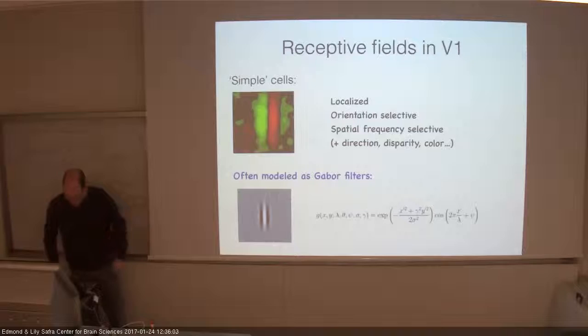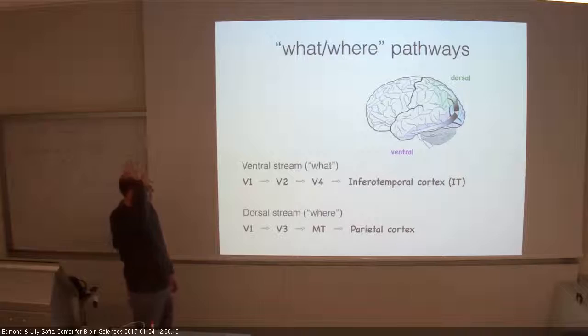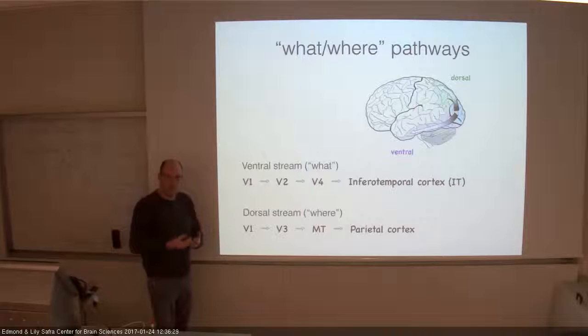Maybe I will just mention very briefly that after we reach V1, there are different pathways of processing in the visual system. And it's common to hypothesize or to claim that there are two main streams. One of them has to do with identification of the content of the image or the objects in an image. And this goes from V1 to V2 to V4 to IT.